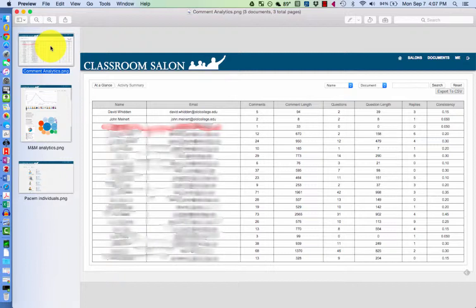Now what I've done is I've blocked out everybody's names except for mine, but what this allows me to do is take, for instance, a look at any particular name and see how many comments they've given, how long they are, what kind of questions they've asked, how many questions they've replied to, and this consistency tells me how often they're showing up. The higher the number, the better. So this is, for instance, a nice little spreadsheet.